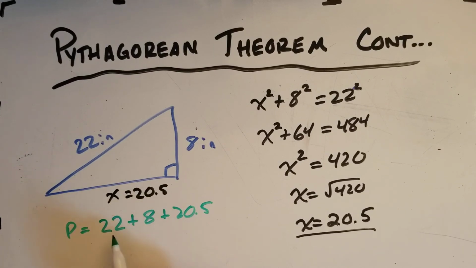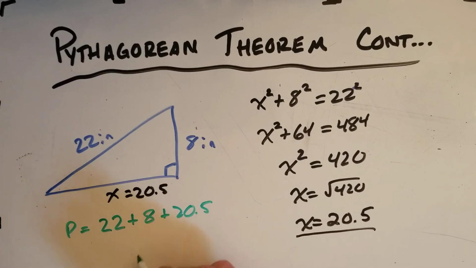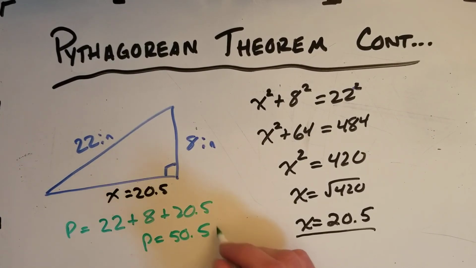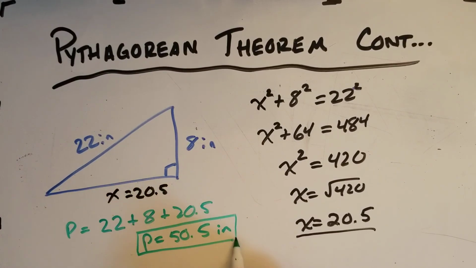So when you add these together, 22 plus 8 is 30, plus 20.5 is 50.5. So the perimeter should be 50.5, and we're in the unit of inches here. And that would be our final answer. That's what we were looking for.